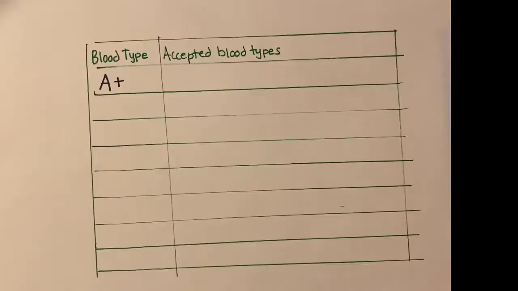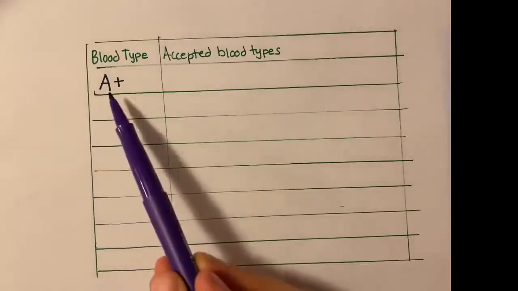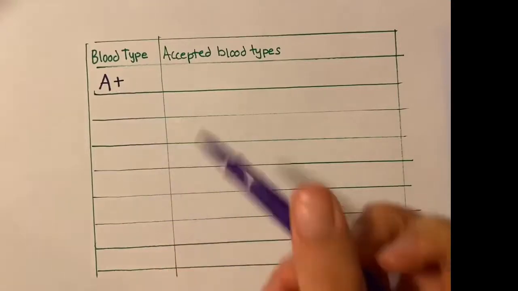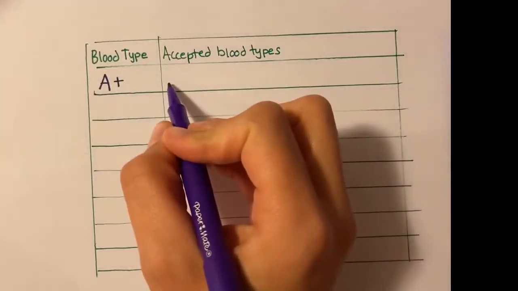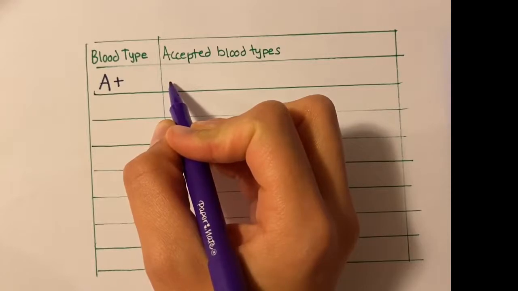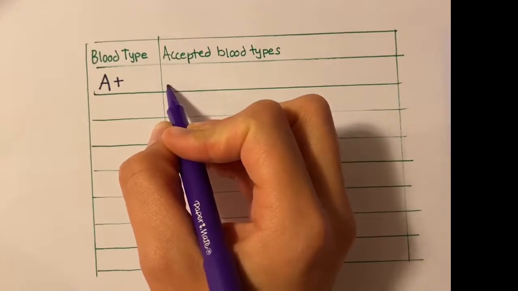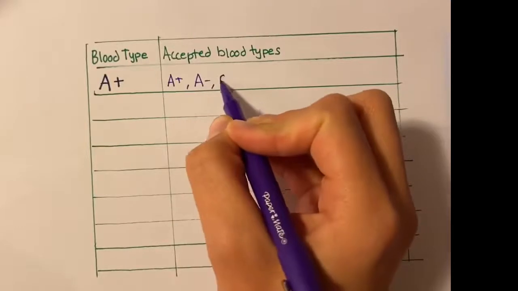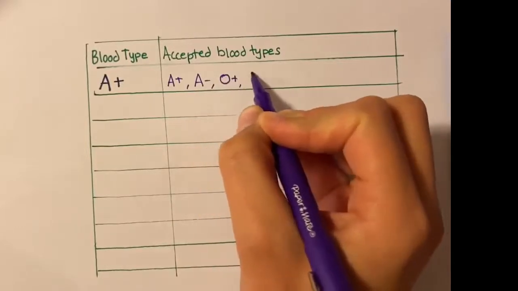If you have the blood type A positive, you have the antigens for type A blood and for Rh blood. You can accept blood that has either of these antigens or lacks either of these antigens. You just can't accept antigens that are not present. So you can accept blood that is A positive, A negative, O positive, or O negative.